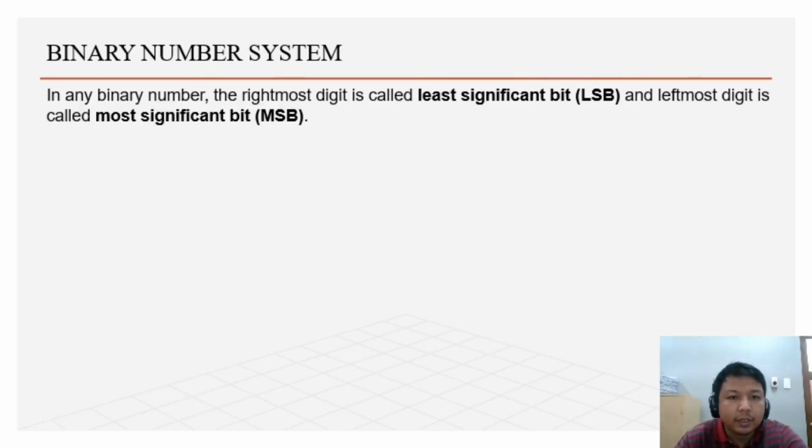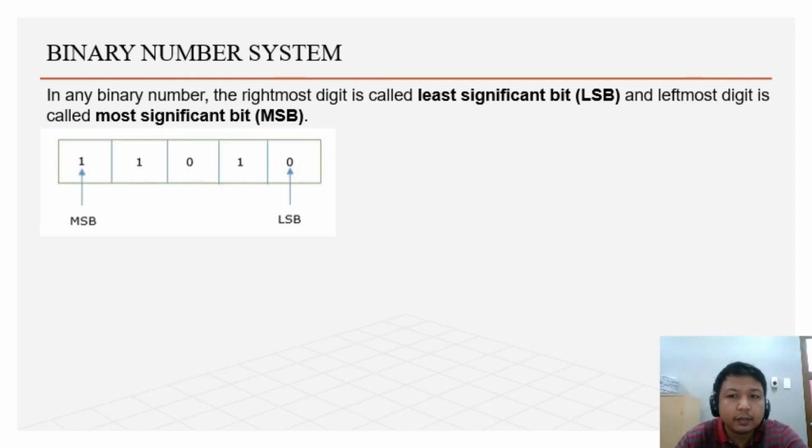In the binary number system, the rightmost digit is called the least significant bit, and the leftmost digit is called the most significant bit, as shown in this figure. So, for example, we have binary digit 11010. The least significant bit is 0, and the most significant bit is 1. Nabanggit natin kanina that the binary system only uses the digits 0 and 1.